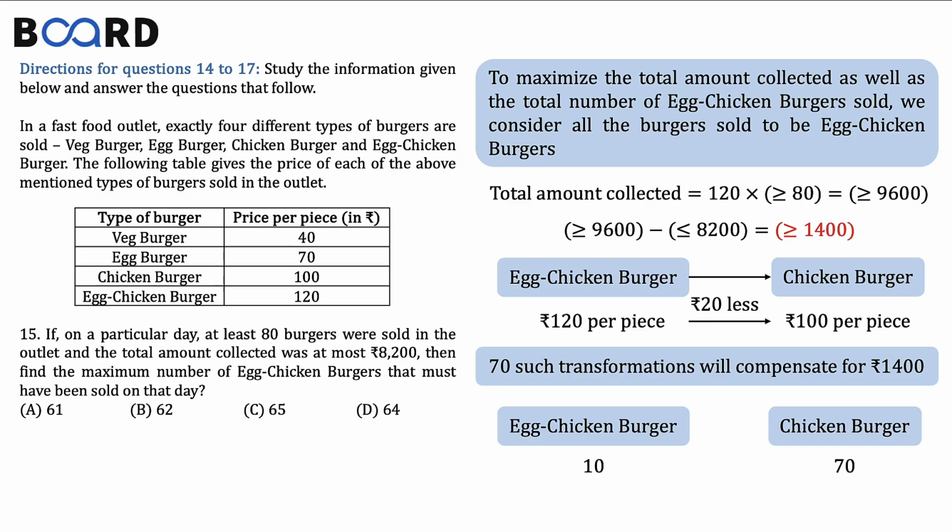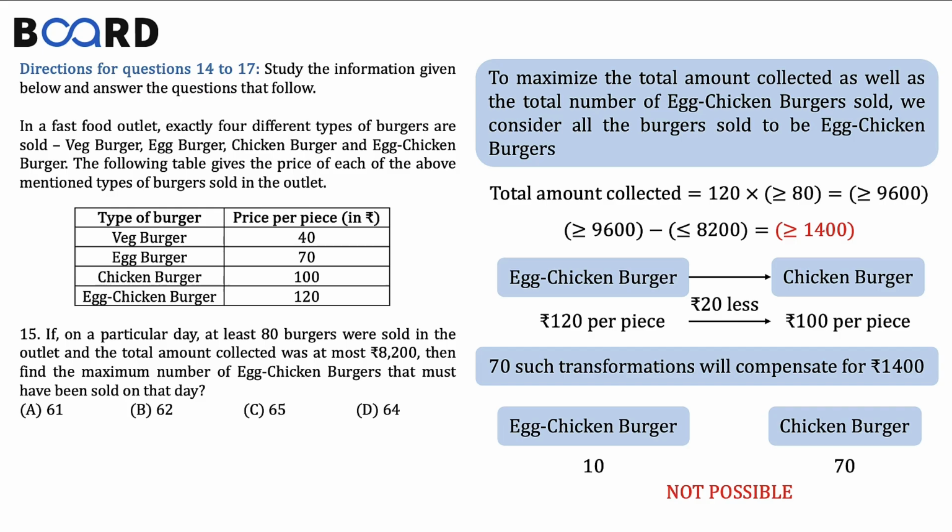Is that even possible? They're asking us to maximize the number of egg chicken burgers and we find that it's only 10 out of 80. That's definitely not possible. There must be something problematic in this entire approach. Let's think in a different way now.